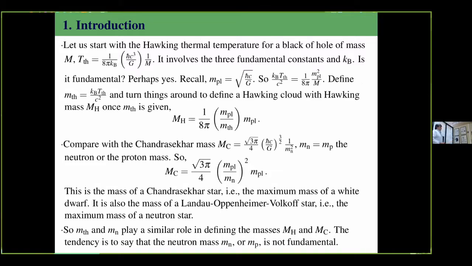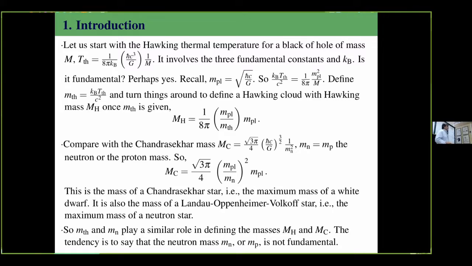So let us start with the Hawking thermal temperature for a black hole of mass m. I put thermal because there are many H's. The formula that Hawking discovered is 1 over 8 pi times Boltzmann's constant times ħc cubed over G, times 1 over the mass of the hole. So it involves three fundamental constants and the Boltzmann constant. Now one can ask, is this formula fundamental? And the answer is perhaps yes.